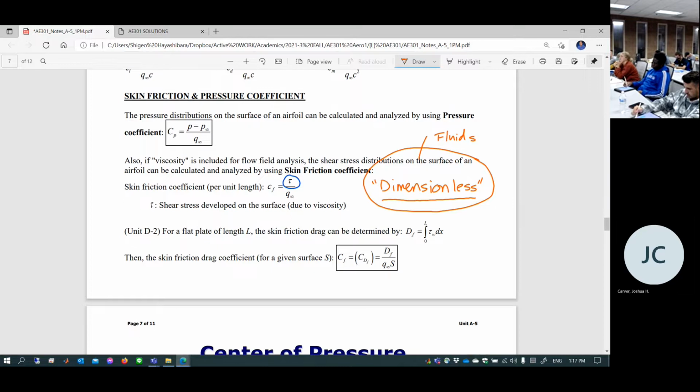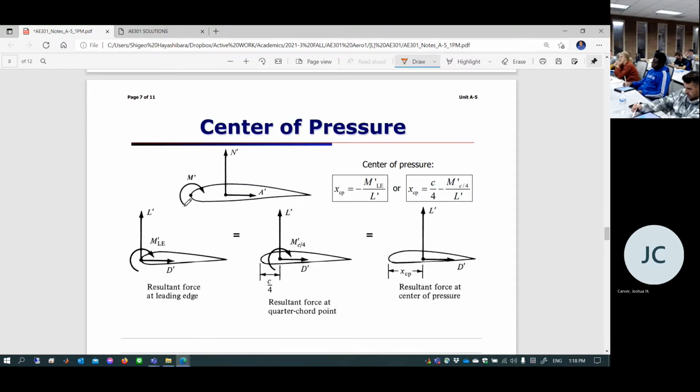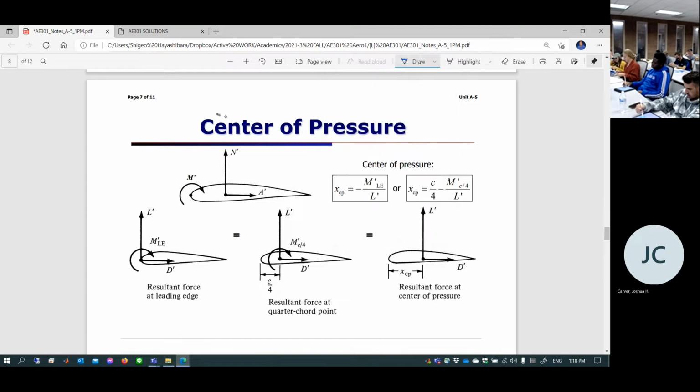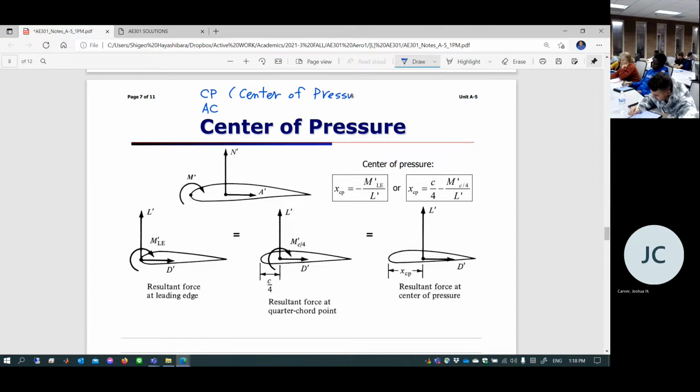Go through quiz 0 problem 6 or quiz 6. Okay. Any question, anybody? So today we are going to talk about 2 important locations, different points of an airplane or airfoil. One is the center of pressure, CP. One is the aerodynamic center, AC. Those are different. Very, very important. Center of pressure. The other one is aerodynamic center.